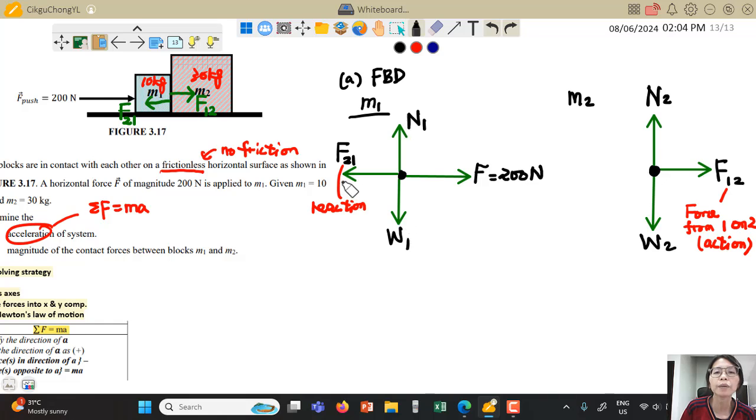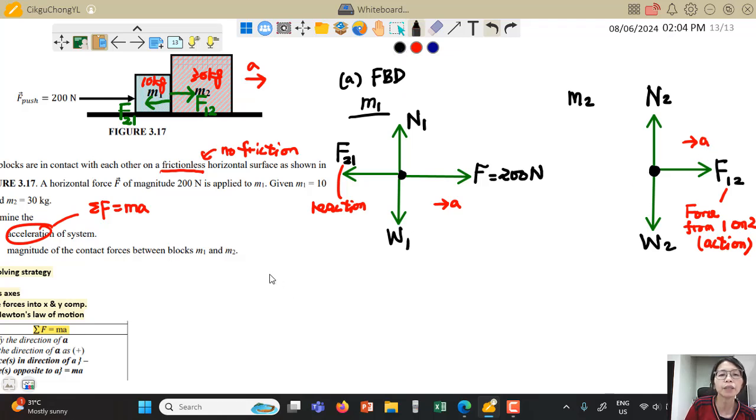So class, we are done with the FBD, and we can see obviously the 200 Newton force, F21 and F12 are on our x-axis, and W1, W2 and the normal forces are along the y-axis. All the forces already lie on the axes, so we don't need to do any resolving of forces. We proceed to the equations of Newton's law. Because of the push force, we can predict that both M1 and M2 are going to accelerate to the right.